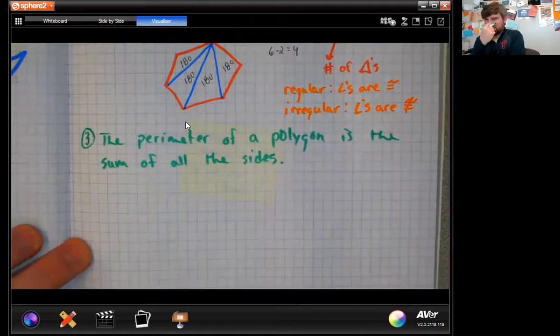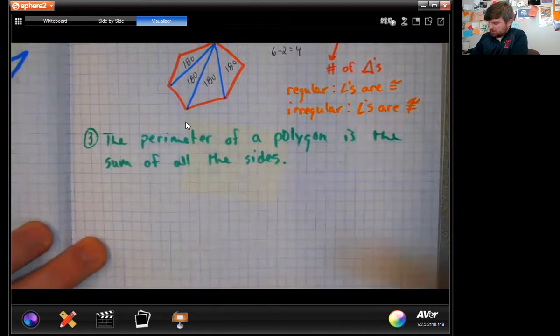With regular polygons, okay, the sides are all the same. So if there's 8 sides and they're each 2 in length, you could take 8 times 2, okay, or you just add them all up.